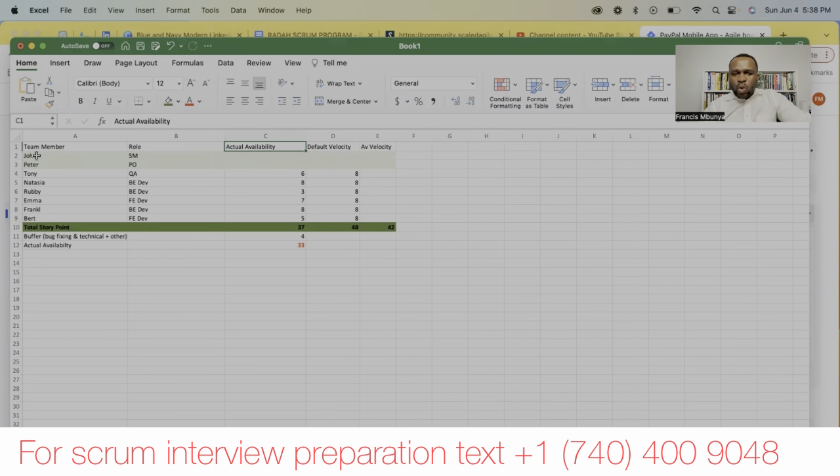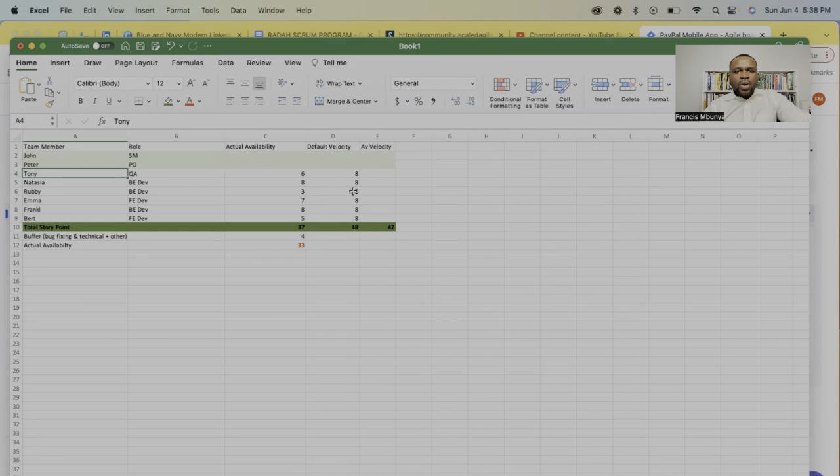Now, remember, you don't calculate capacity for the Scrum Master and Product Owner. So we come to our tester, Tony, and he says, look, I'm taking 2 days off. Any number of days a developer is taking off, we subtract from the default. So he's taking 2 days off; I subtract 2 from 8, I get 6. Natasha is available full days, 8 days. How many days is Robbie available? Robbie said, I'm taking 5 days off. I subtract 5 from 8, it gives me 3, right?